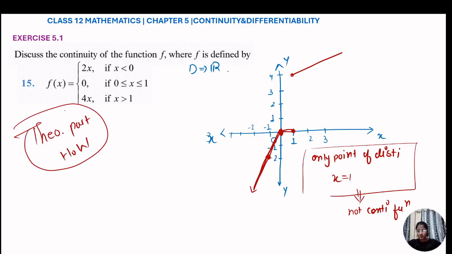Why I'm not doing the theoretical part is because it's very easy if you know what you have to do. From the graph, you can imagine that the function is discontinuous at 1, and at every other point the function is continuous. So first of all, whenever you have this type of question, always make its graph. If the graph is easy, always make the graph first, then do the theoretical part, because by graph you can make the conclusion easier.